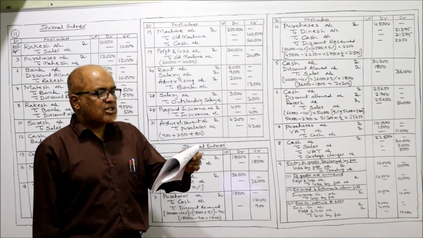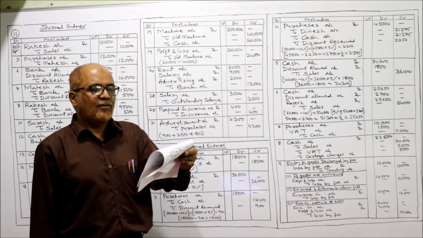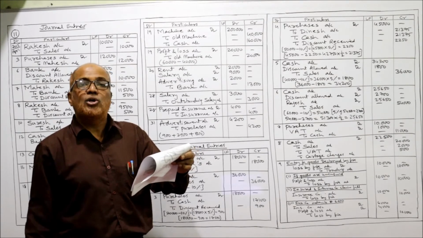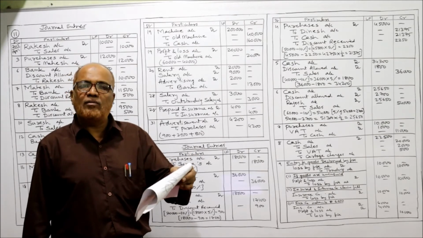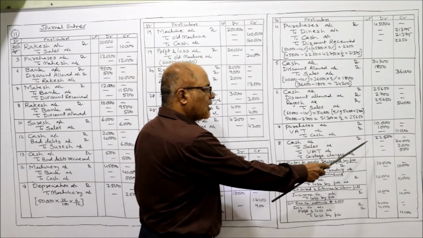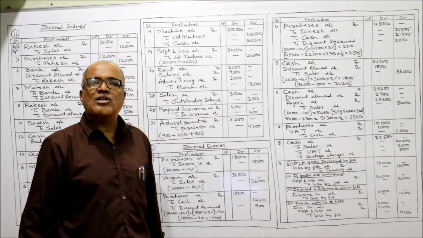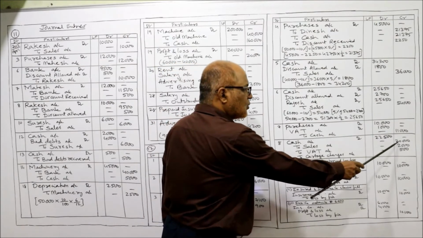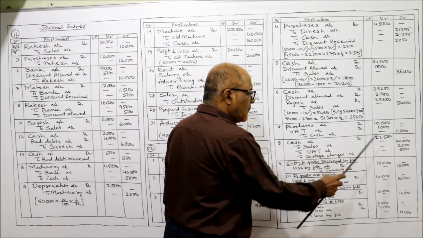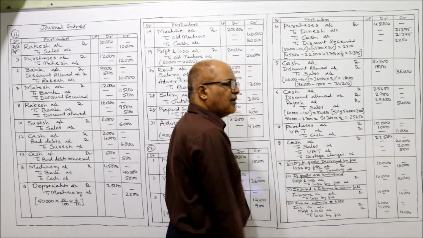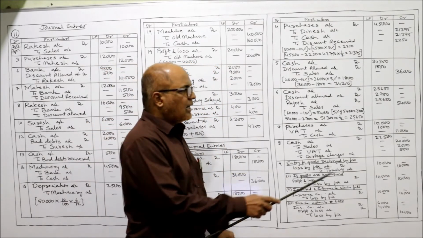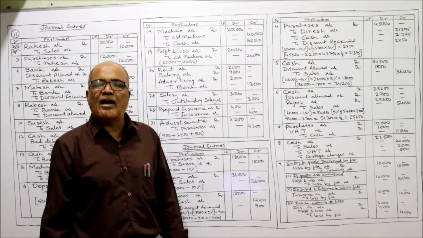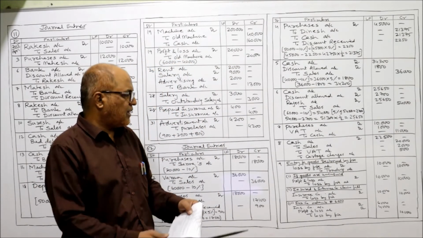Eighth, sold goods for cash 20,000, VAT charged 10% and cartage charged to the customer 500. Sold goods, the entry will be cash account debit. So cash account debit 22,500. Actually goods value is 20,000. So to sales 20,000, VAT 2,000 and cartage charges 500. The combined total amount is 22,500. Being the goods sold and VAT and cartage charges are made.